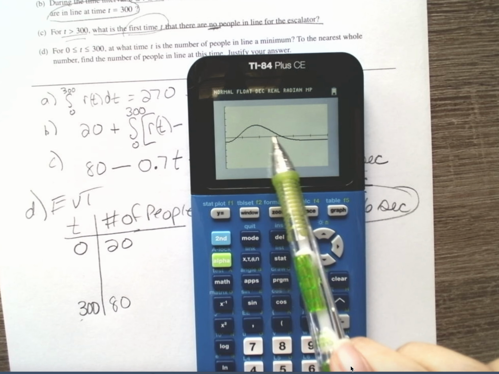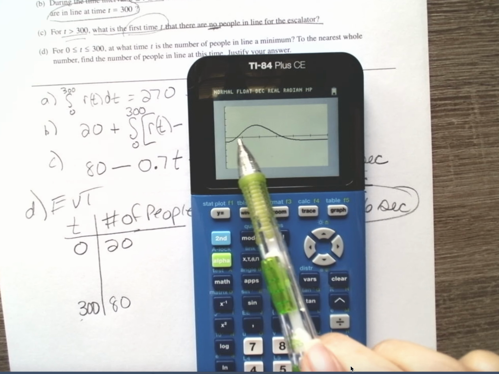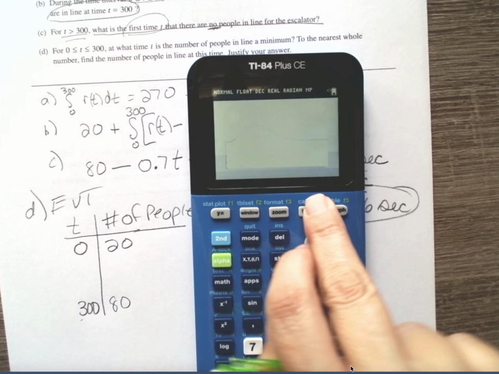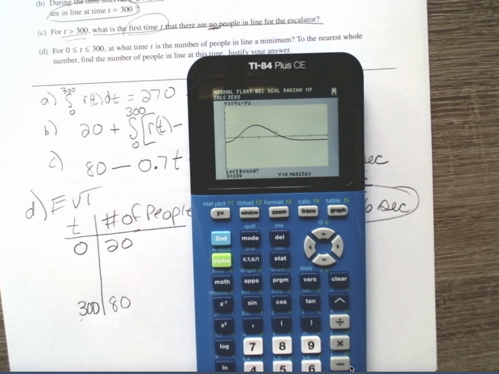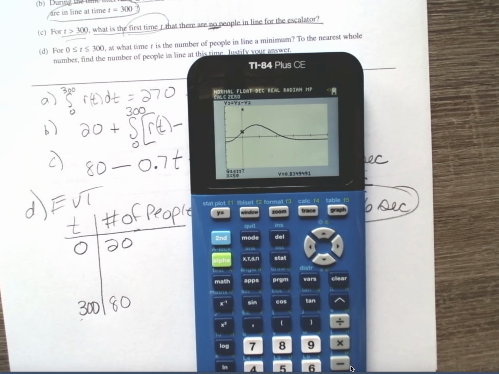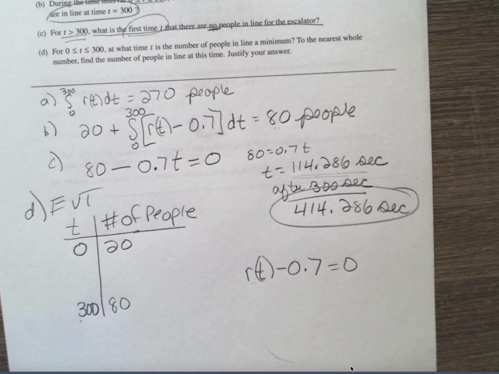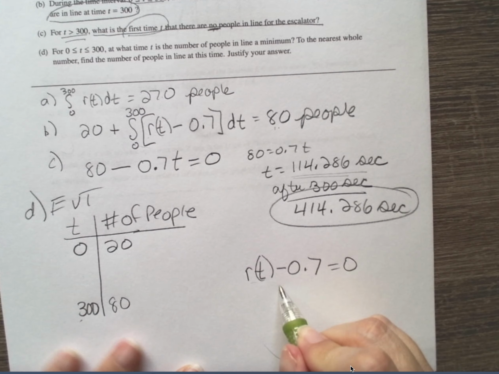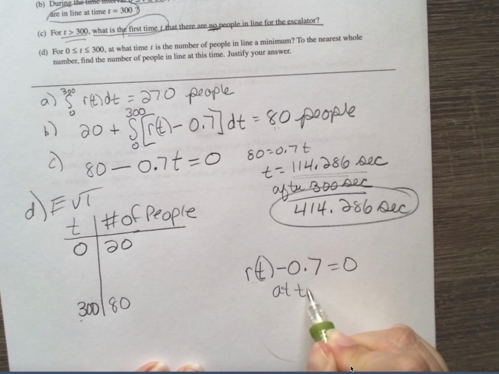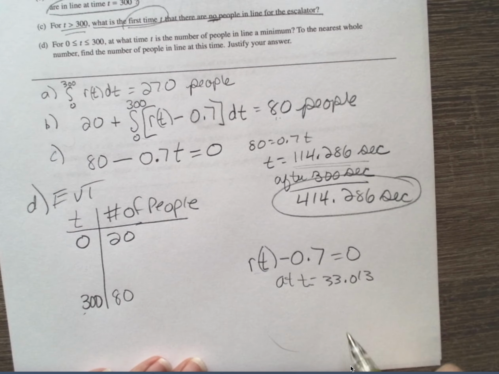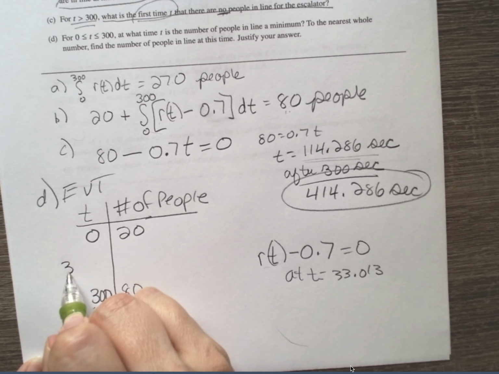Now you can give them both. On the rubric they have them both, but you'll notice the only point you're given is for this first one. Now remember, I counted by 50s, so it's somewhere between 0 and 50. So I'm going to find the 0 between 0 and 50, and I get 33.013. So this would be at time equals 33.013. You can give the other one if you want, but it's not required.